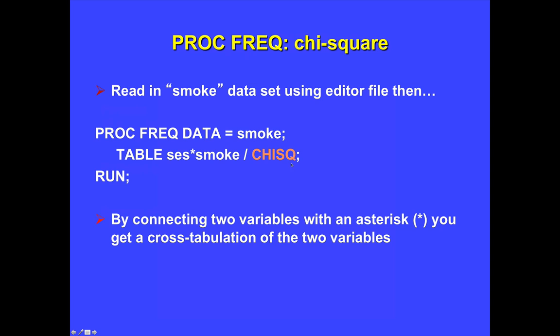And the new piece of information here is our request for the chi-square statistics, the default chi-square statistics that SAS will provide. And you can request that using the CHISQ option. As with many options within SAS procedures, the option here is specified in the table statement, and it comes after the slash.